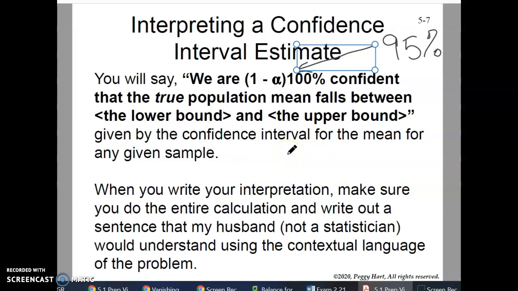When you write your interpretation, do the entire calculation and write out a sentence that my husband, who is not a statistician, but he's an intelligent person, would understand, using the contextual language of the problem. That's your job as somebody like an engineer or a statistician or a data analyst, to interpret things for people that don't understand the stuff that you just did.